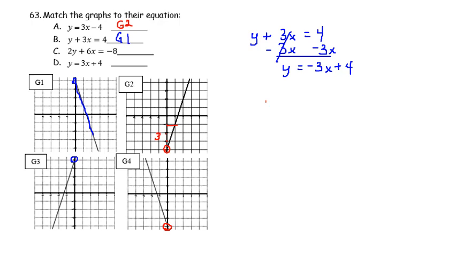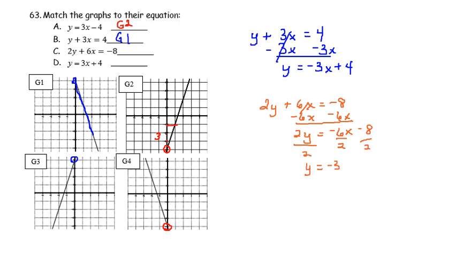Next one, still we do not have that in slope-intercept form, so we've got 2y plus 6x equals -8. Subtract 6x on both sides, and that gives us 2y equals -6x minus 8. Divide everything by 2, and that gives us y equals -3x minus 4. So this one we've got a negative y-intercept and a negative slope, so that's going to give us G4.